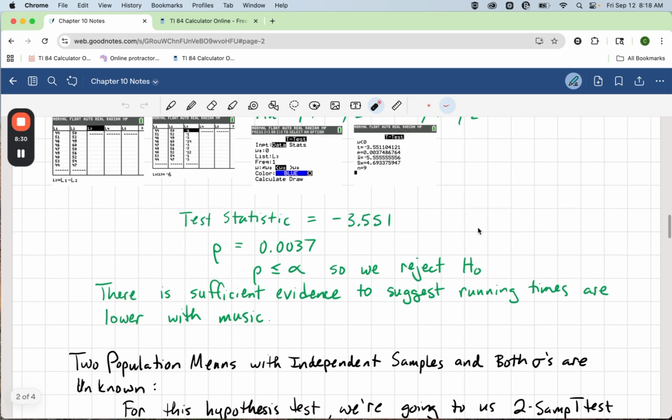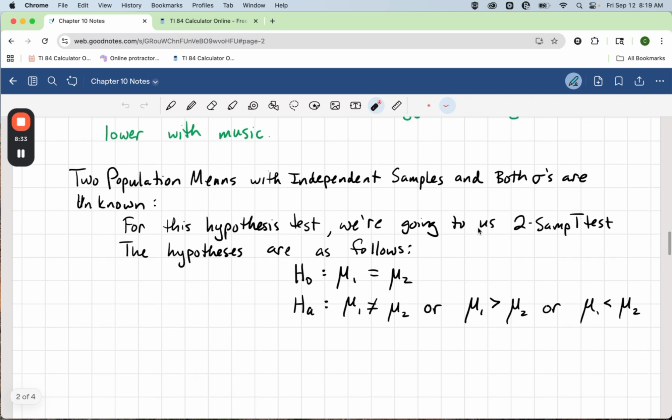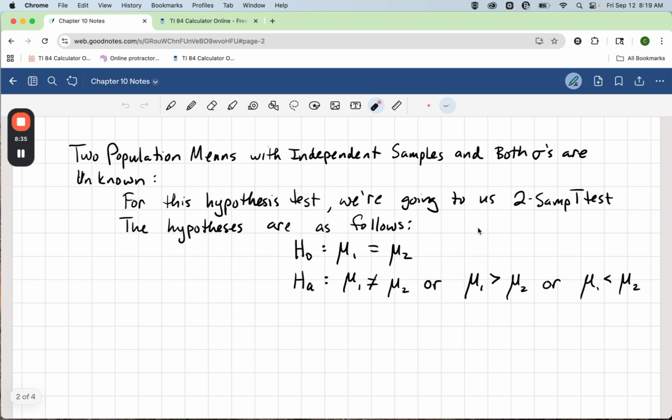Okay, here we go. 2 population means with independent samples, and both sigmas are unknown. All right, so we're doing independent samples this time, which means we could do, well, the running one's a bad example, but independent samples would be like if you're comparing GPAs between sophomores and juniors, say, and you take a group of sophomores, group of juniors, they're independent because one group is sophomores and one group is juniors. So you'd be using this 2-samp t-test in that case.